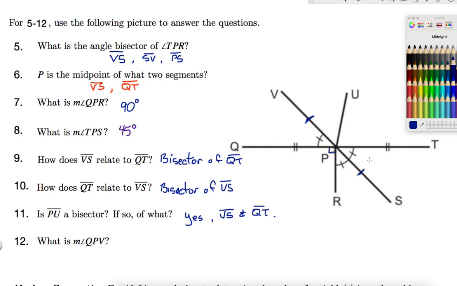And what is the measure of angle QPV for number 12? QPV, we know these are all congruent. We already said that this one was 45 earlier, right? So if that's 45, that's 45. This angle is 45. QPV is 45 degrees.